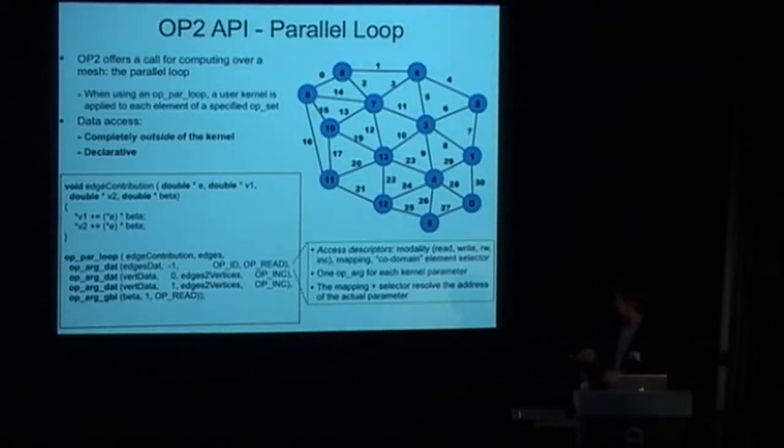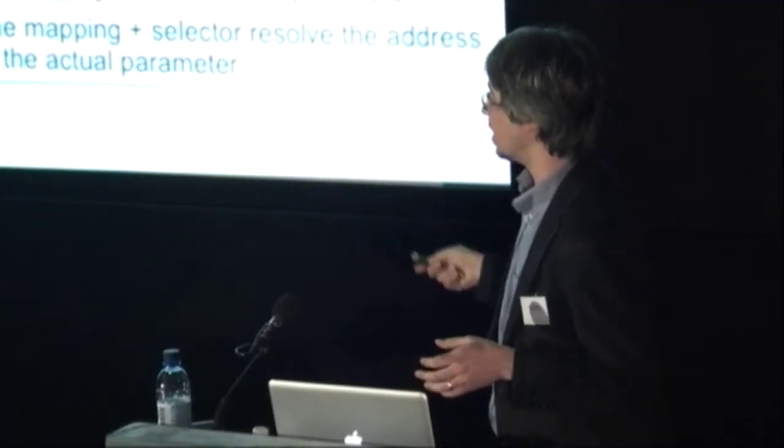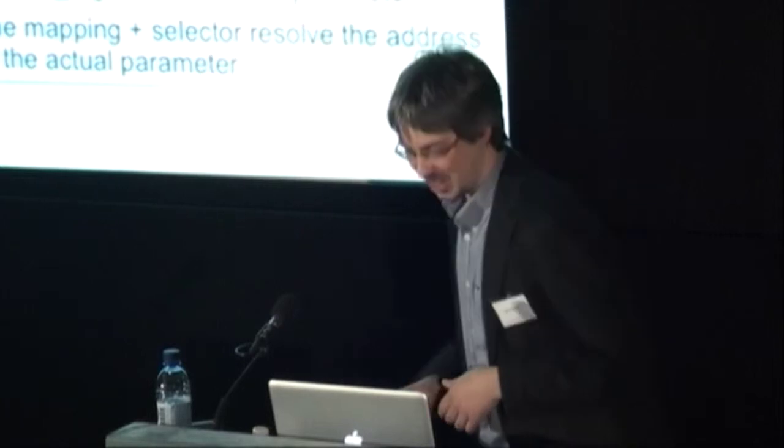So the access descriptor, one of these lines, captures completely the kind of access you're going to do on the data. What's specifically important here is that the data access is completely outside the user kernel. You can't see any data access, any indirection access inside the user kernel here. So it's completely declarative. Fundamentally, at the end of the day, what I don't want to do in my compiler is analyzing the user kernel to obtain this kind of information.